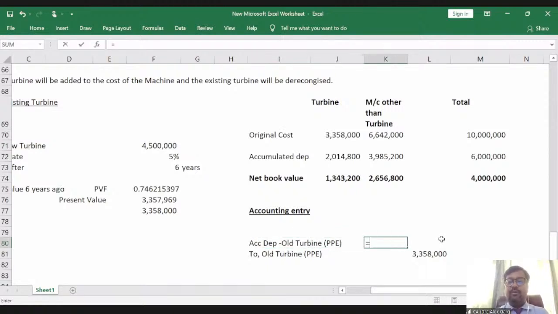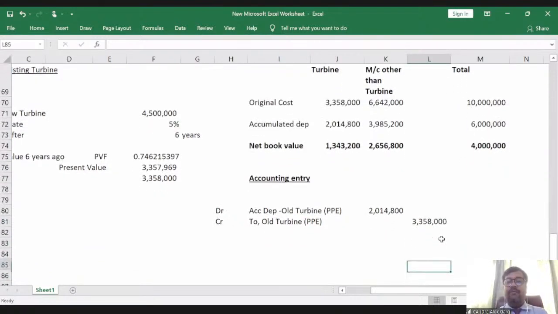So this will be your 20,14,800, right? This will be debited, this will be credited. And where will the differential go? The differential will go to debit, loss on derecognition, right? What is the loss on derecognition? 33,58,000 minus 20,14,800 gives 13,43,200, which is the loss on derecognition.